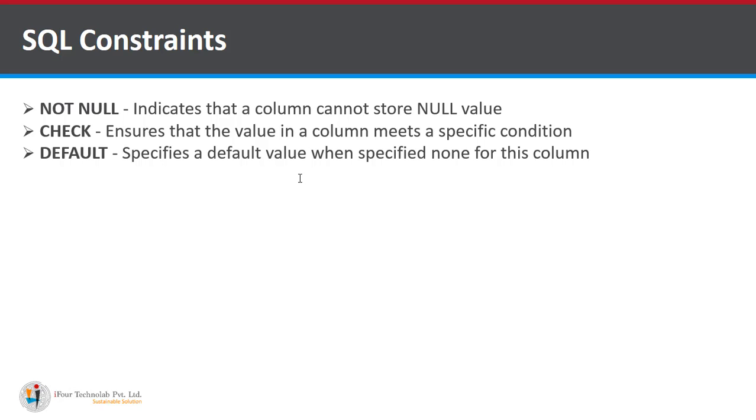Not null indicates that a column cannot store a null value. Check ensures that the value in a column meets a specific condition. Default specifies a default value when none is specified for this column.